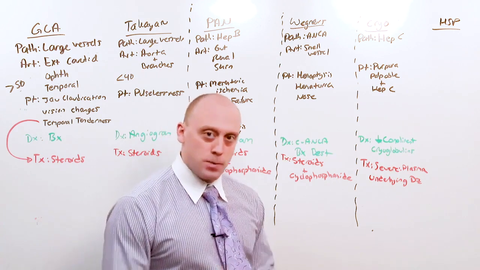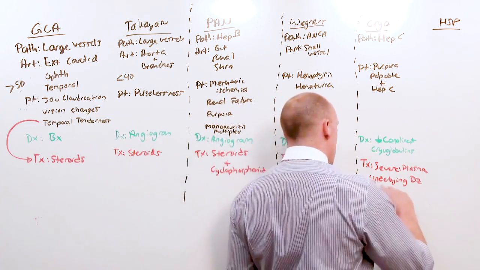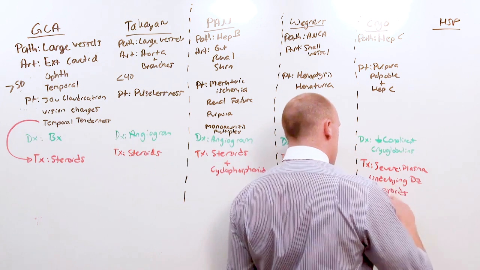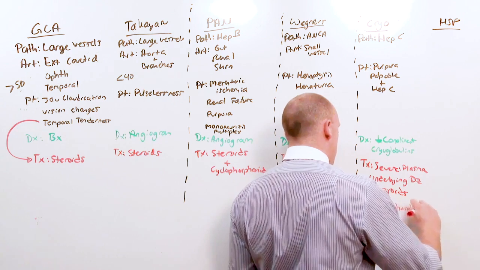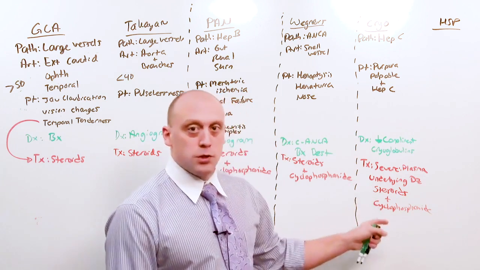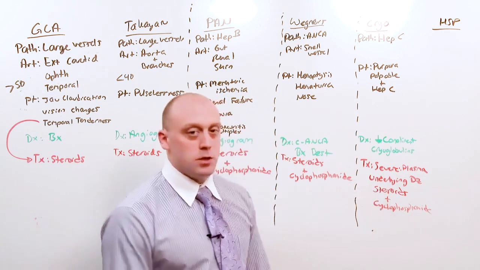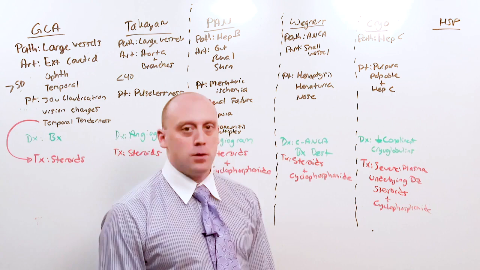And because there's a pattern to the treatment of all of these disorders, you can use steroids and cyclophosphamide. And once you put it into remission, if you can't treat the underlying disease, you can use some of those other DMARDs like methotrexate and azathioprine.